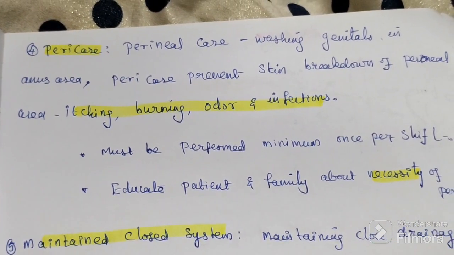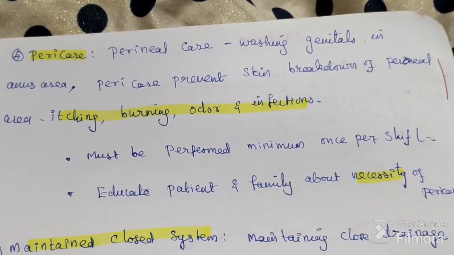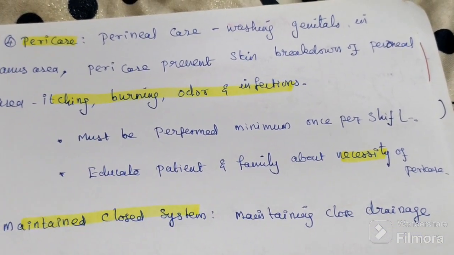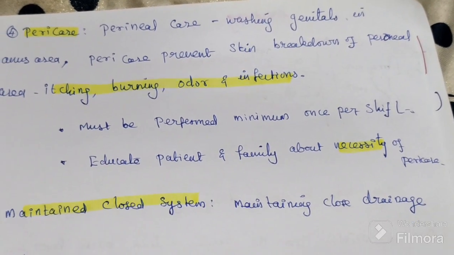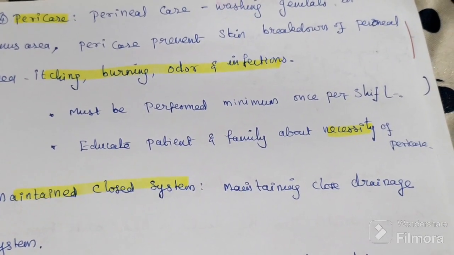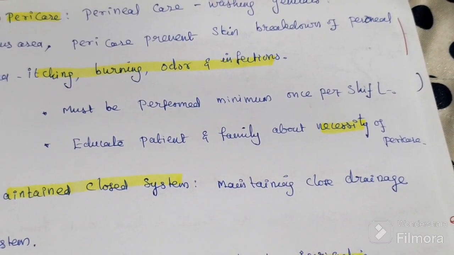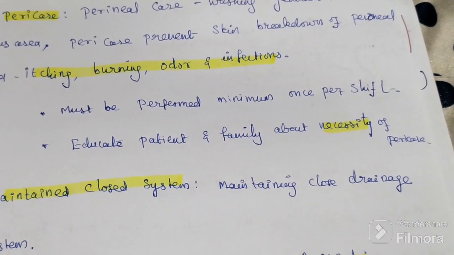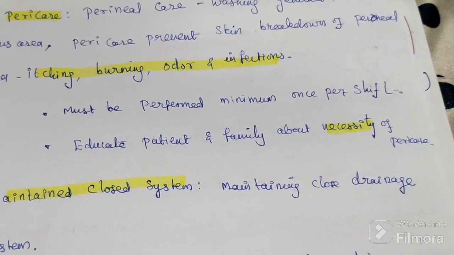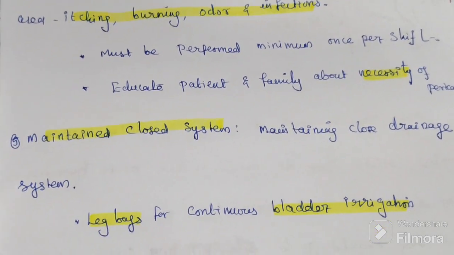Pericare must be performed minimum once per shift, even if your patient has an indwelling catheter device. And do not forget that educating the patient and support groups such as family about the necessity of pericare and its compliance to promote infection prevention is a must.